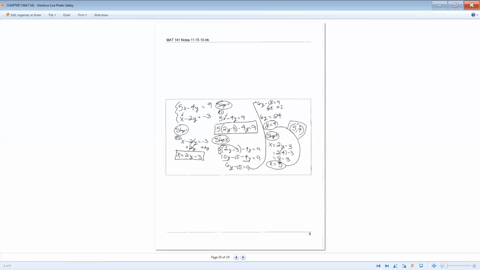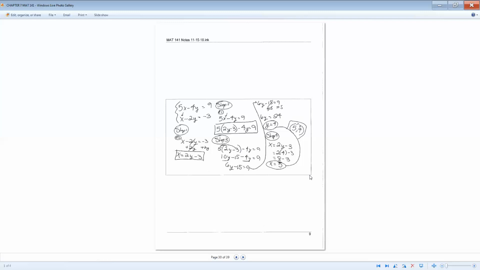Step 3 is we're going to solve. So I distribute 5. So that's 10y minus 15 minus 4y equal to 9. Combine your like terms, 10y minus 4y equals 6y. Now here I can subtract 15 from both sides. Or excuse me, add 15 to both sides. That's 6y equal to 24. Now divide by 6: y is equal to 4.